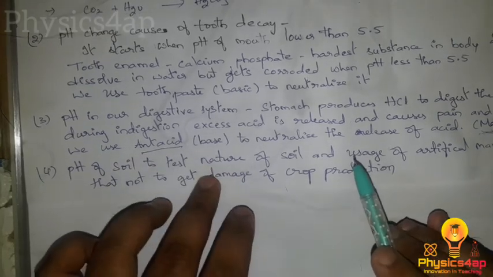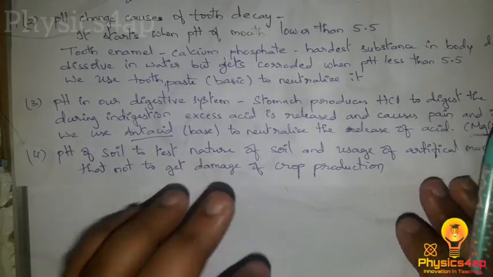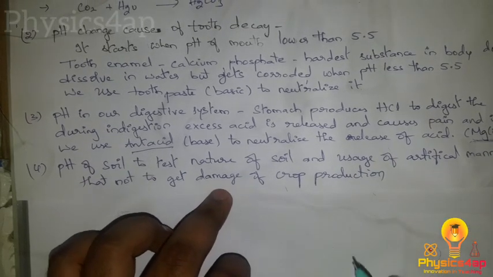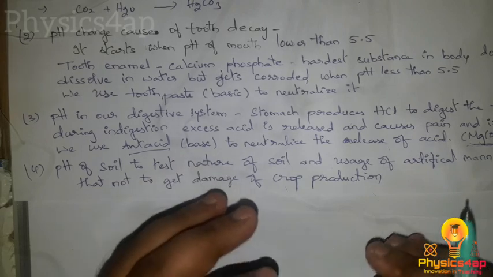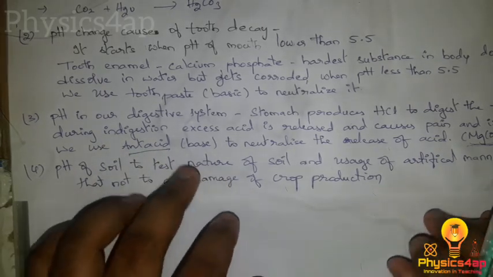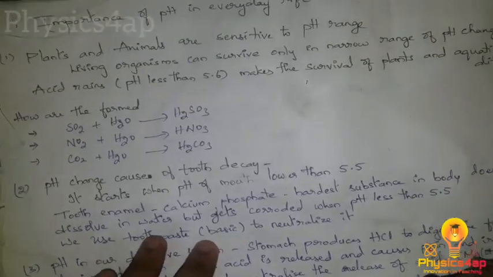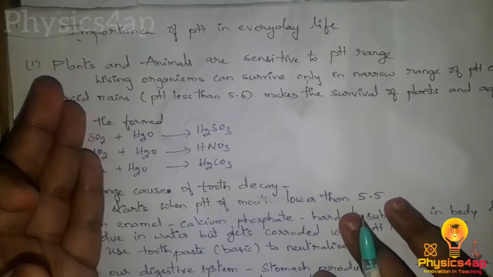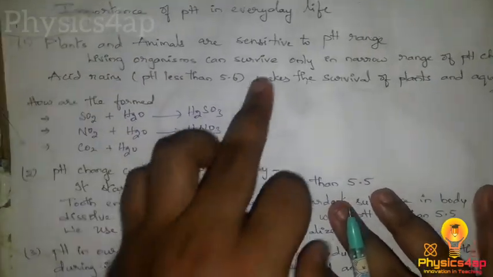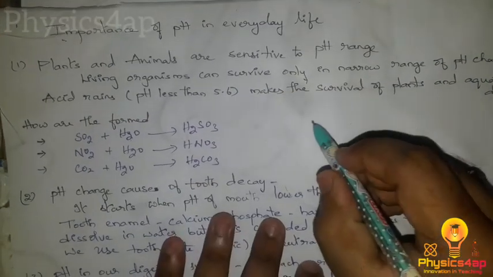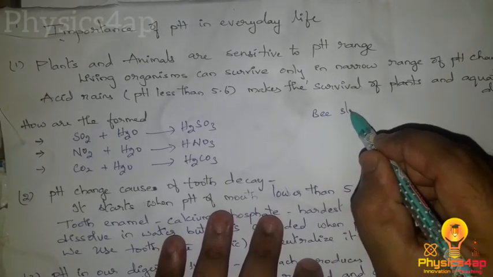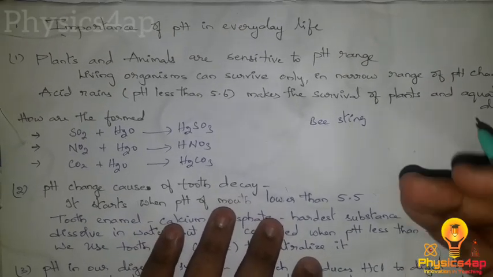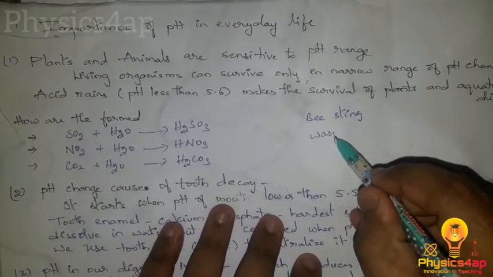If we don't test the pH nature of the soil, obviously the crop production may get damaged. That means we won't get more yield. That is why it is better to test the pH of the soil before doing crop production. And also the pH value matters in our everyday life, not only for plants and animals for their surviving. For example, bee stings. Bees sting us to survive themselves.